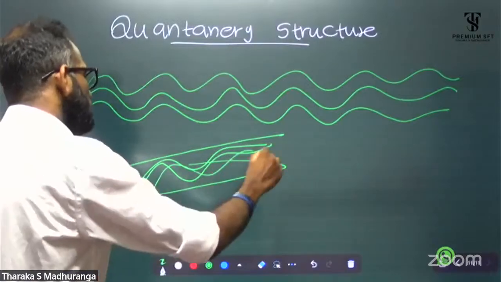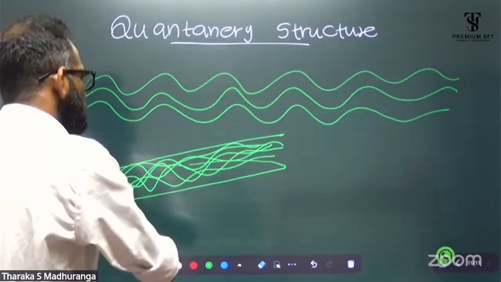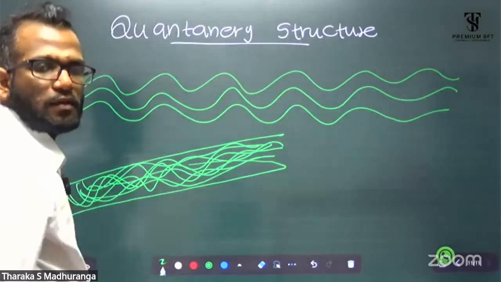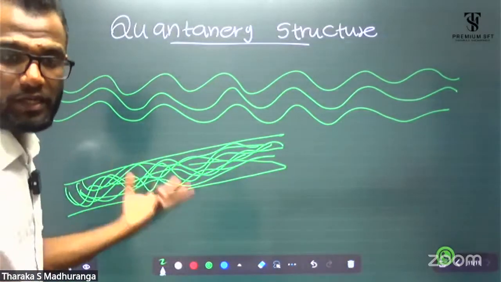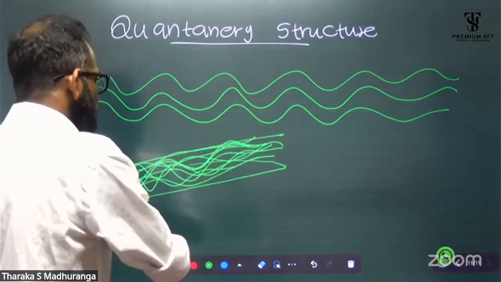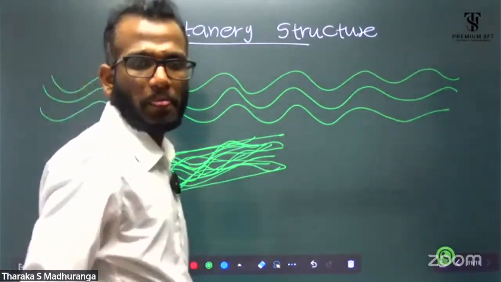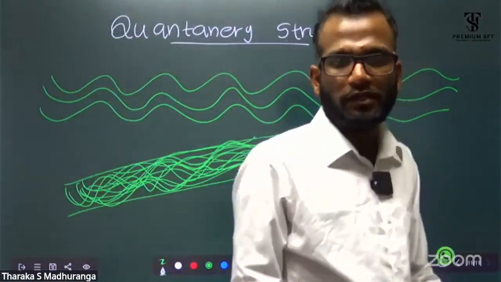cable, like a complex cable like this. A lot of polypeptide chains, that we call a quaternary structure. The quaternary structure is very strong. It's like a cable. That we call a quaternary structure.